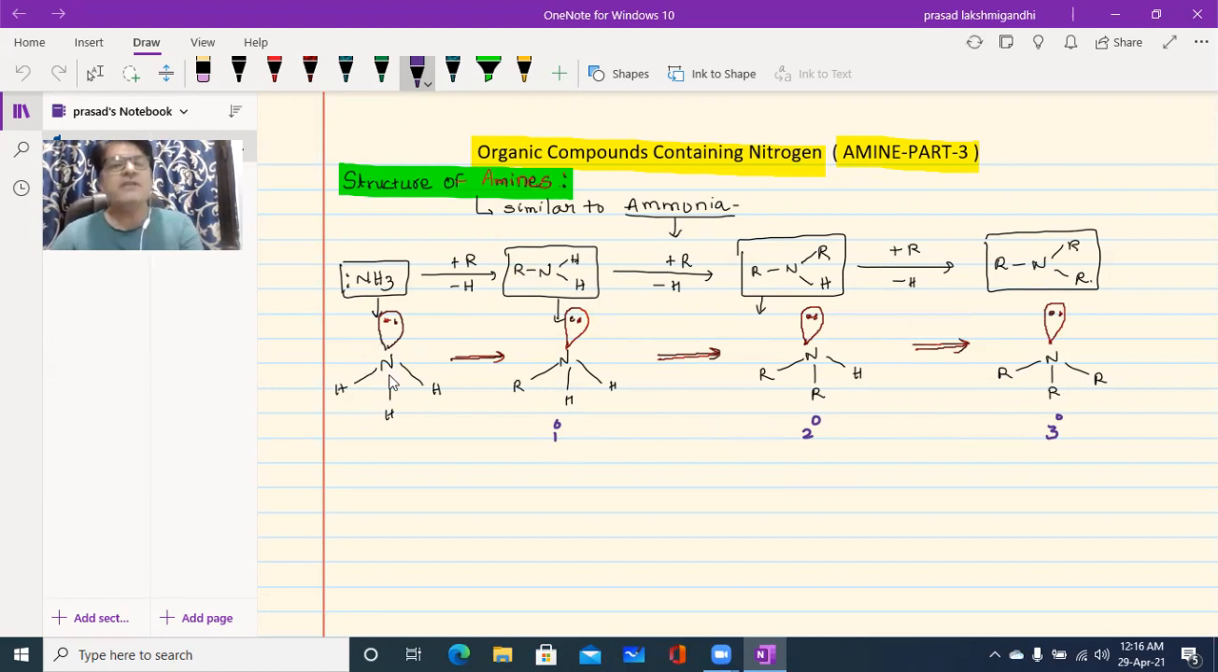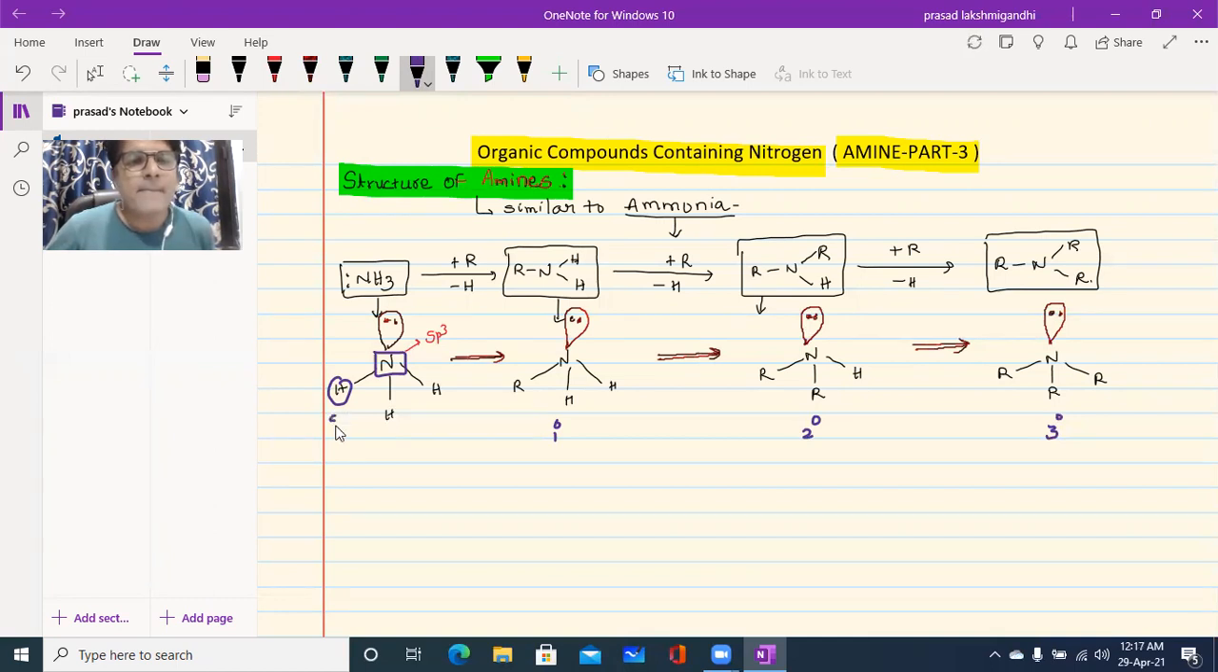Now, the nitrogen atom, the central atom of ammonia, undergoes which hybridization? What is the hybridization of nitrogen? Here it undergoes sp3 hybridization. The central nitrogen atom undergoes sp3 hybridization and forms how many sp3 hybrid orbitals? Four sp3 hybrid orbitals. Like see, this one is one sp3 hybrid orbital.